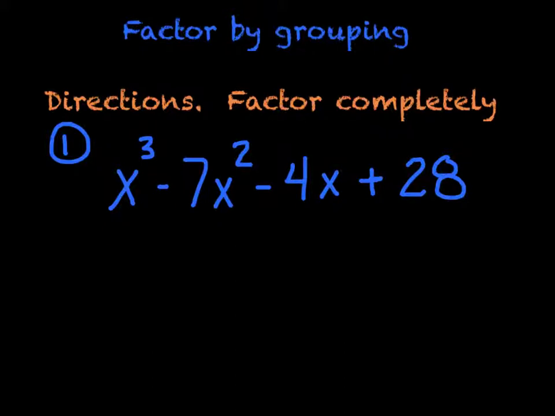And the first thing I would do is look for a GCF, but do all 4 terms have something in common? You might be thinking x, but does this term have an x on the end? No. So they don't have a GCF of x. So here's what we do to factor by grouping.